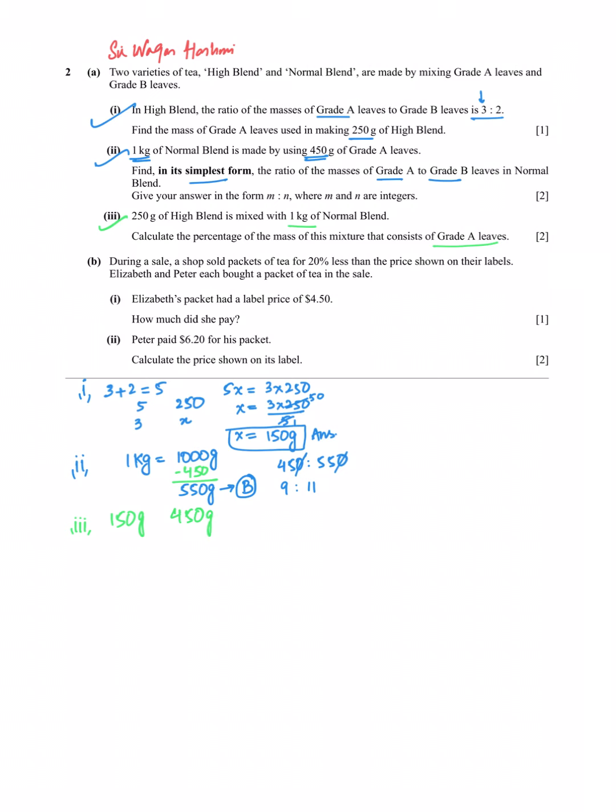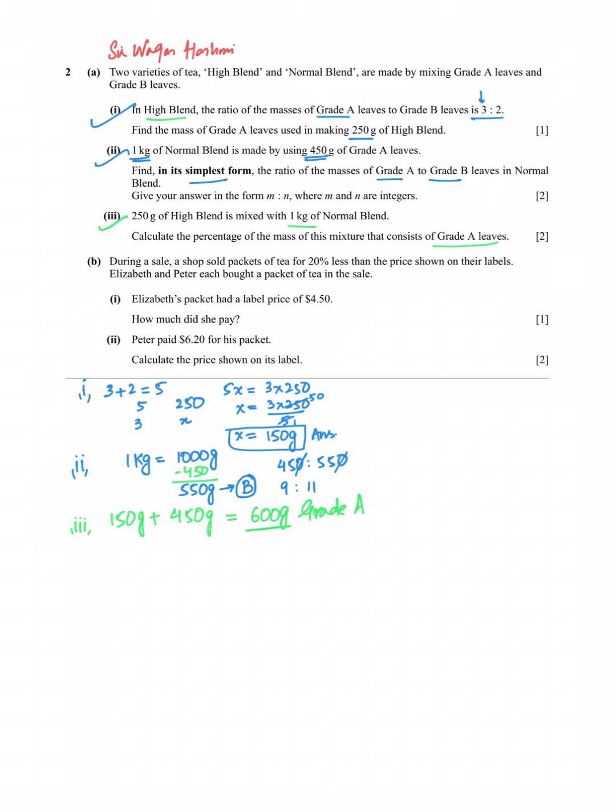Now these two masses are of grade A leaves in 250 grams of high blend and 1 kg of normal blend. So I will add them together. So I'll come to know that there is a total of 600 grams of grade A in both the mixtures, that is high blend and normal. Now it says calculate the percentage of the mass of this mixture that consists of grade A leaves. So it will be very easy now.